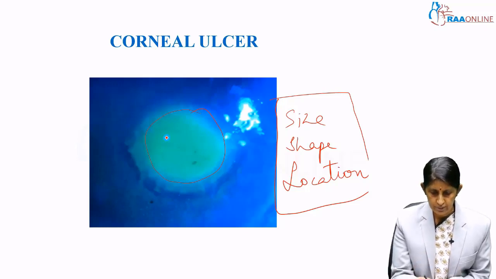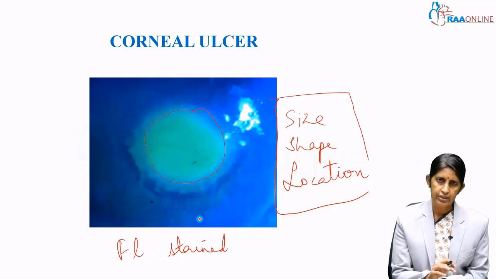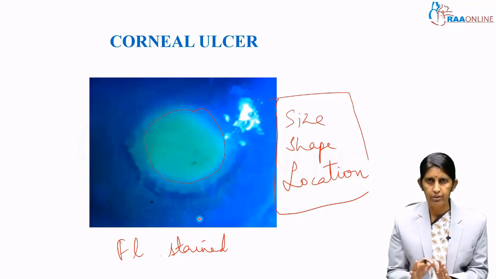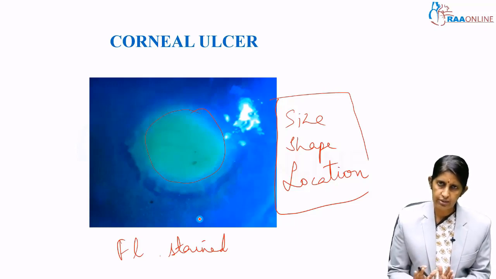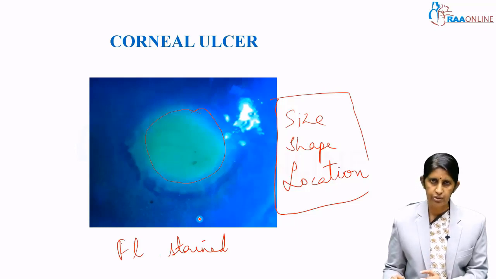Another important point here is it is a fluorescein stained ulcer. A 2% fluorescein stain has been used, and the ulcer is stained. That is why we get this greenish color. So this is just a very gross description. This slide is a very gross description of what an ulcer is, how it looks, and when you stain it, what further details you can see.